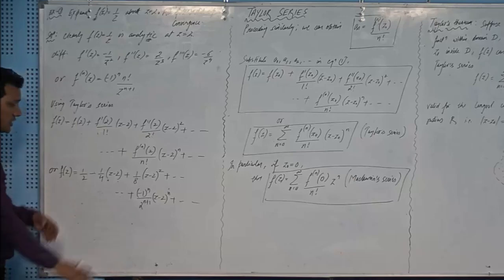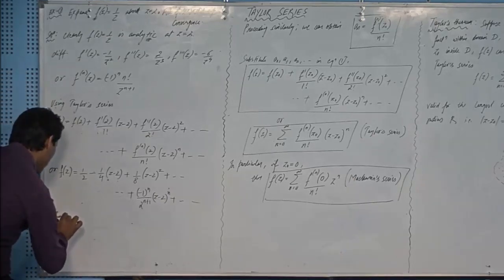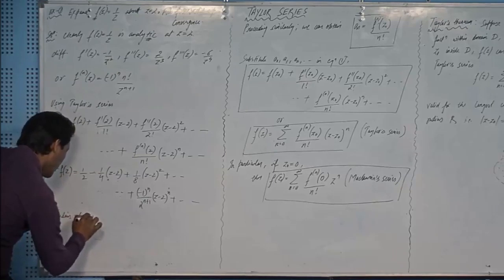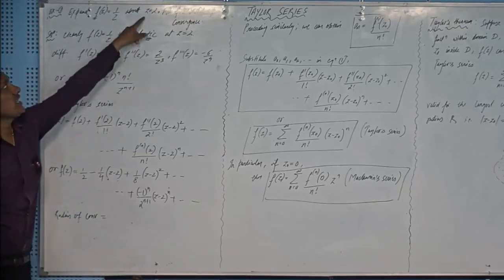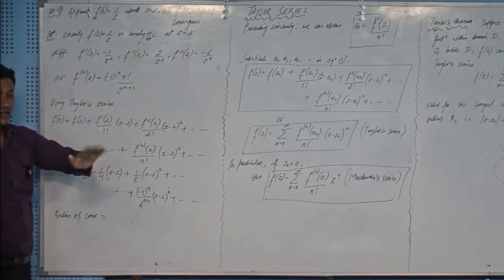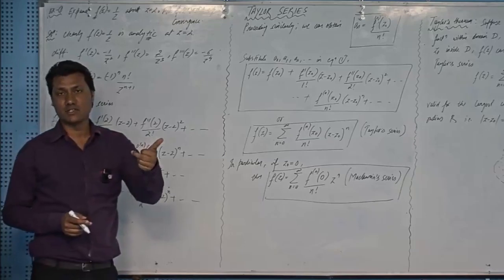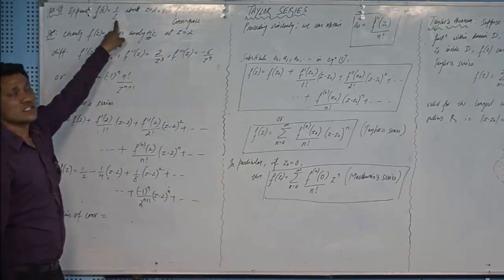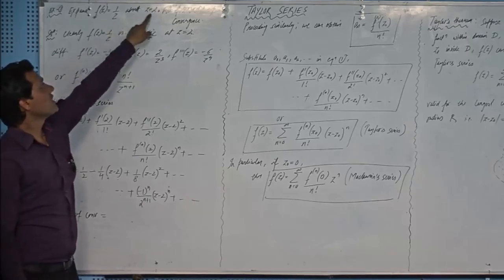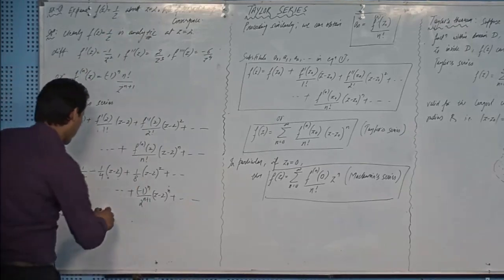So I will write a point here, that radius of convergence is actually equal to the distance between the center and the nearest singularity. If there are many singularities, then the distance between the center and the nearest singularity will give the radius. This time we have only one singularity, that is z equal to 0. So the distance between the center and singularity will be the radius of convergence, right?